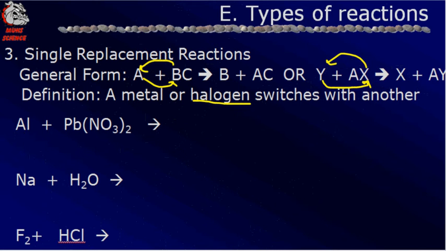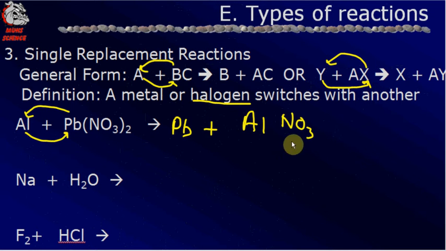So in our examples here, we have aluminum and lead. Those are the two things that are going to trade positions, and lead is going to be by itself on the right-hand side. The aluminum is going to bond to the nitrate, NO3. Now, aluminum is a +3, nitrate is a -1, so I have to do my crisscrossing, and aluminum nitrate is AlNO3. Over here, we have sodium plus water.